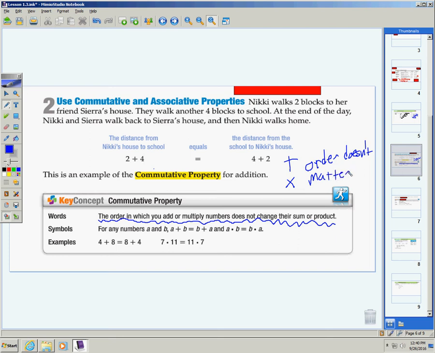That's the commutative property. So I want to make sure you know that's all this is saying. The commutative property says the order doesn't matter. 4 plus 8 is the same thing as 8 plus 4. 7 times 11 is the same thing as 11 times 7.